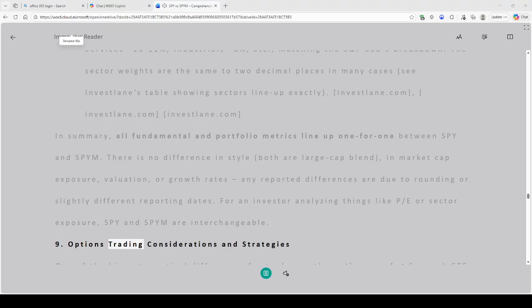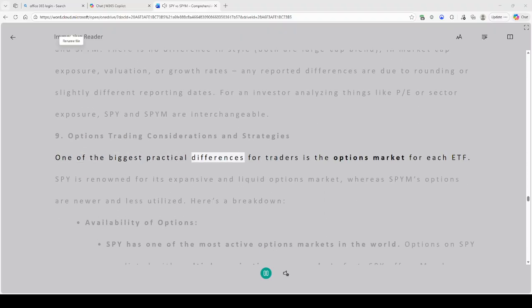9. Options trading considerations and strategies. One of the biggest practical differences for traders is the options market for each ETF. SPY is renowned for its expansive and liquid options market, whereas SPYM's options are newer and less utilized. Here's a breakdown. Availability of options.